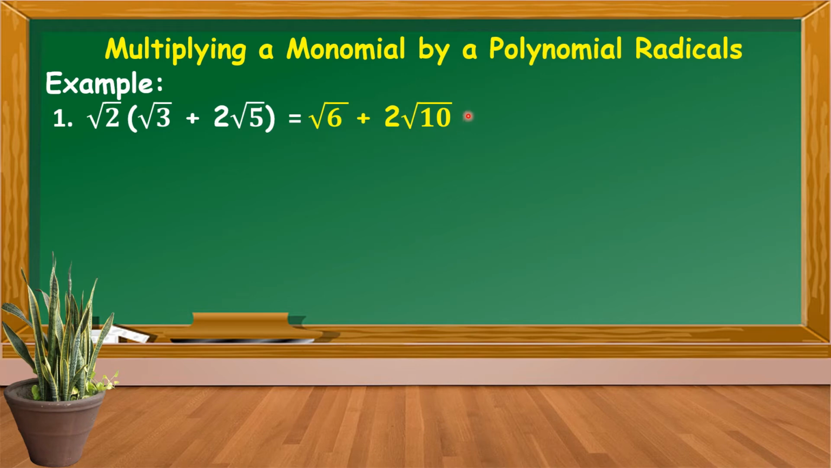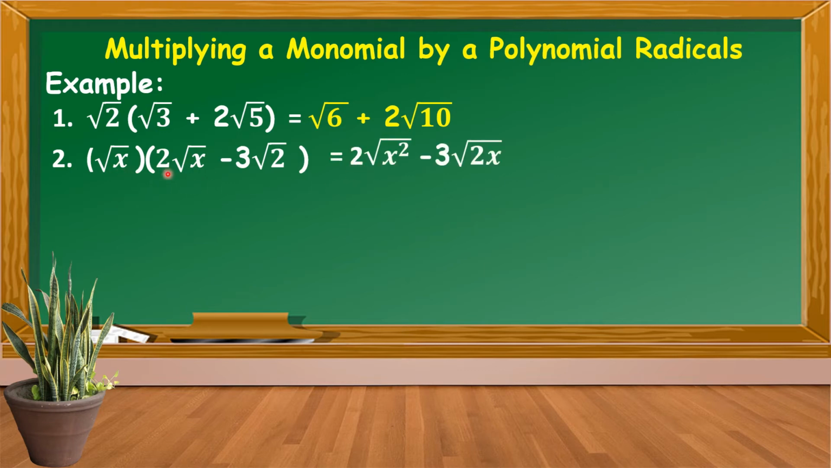So, this is our final answer. Now, we will proceed to number 2 example. The square root of x times 2 square root of x minus 3 square root of 2. What do you think is our product? So, still, we will use the distributive property.